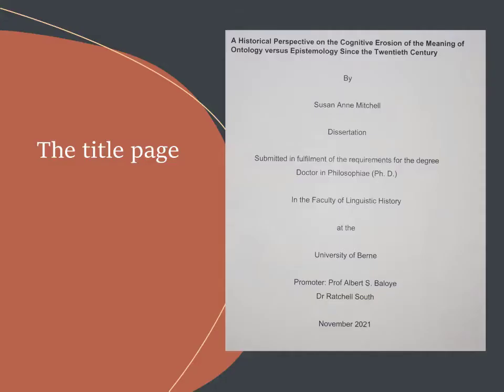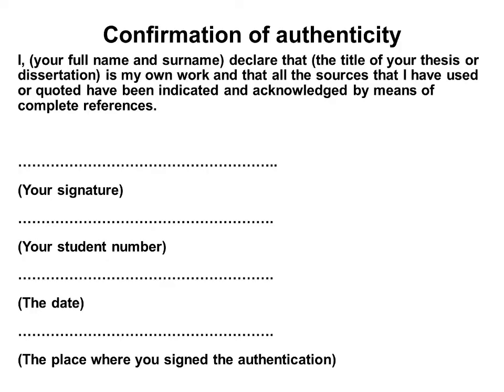I already discussed the title page, also called the cover page, in a previous video. You will be required by the university to confirm that the contents of your thesis or dissertation are your own work. Most universities, if not all, make use of a standard format for authentication. Here is an example. I, and then your full names and surname, declare that the title of your thesis or dissertation is my own work and that all the sources that I have used or quoted have been indicated and acknowledged by means of complete references. And then you will also need to sign it.